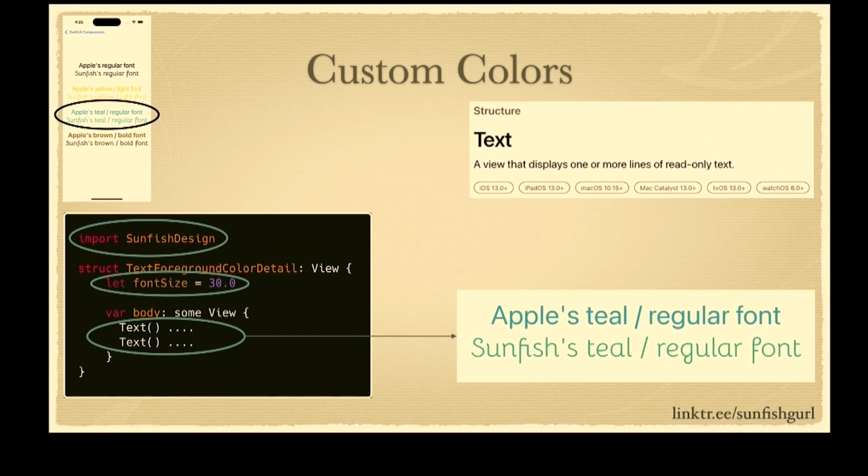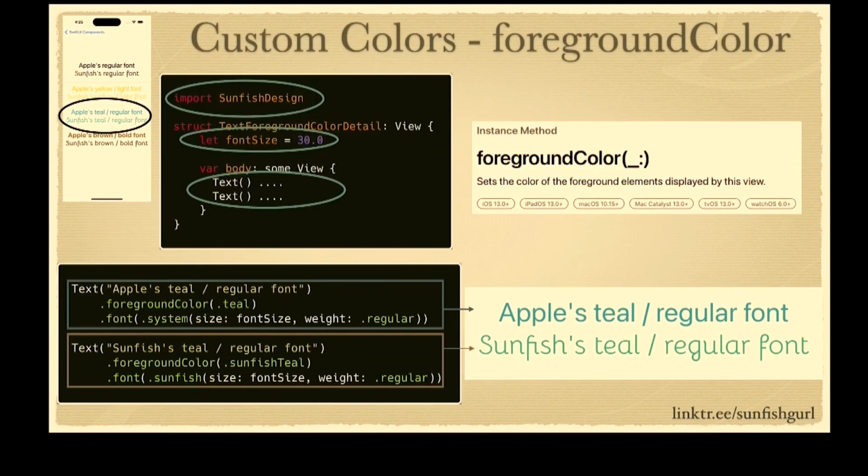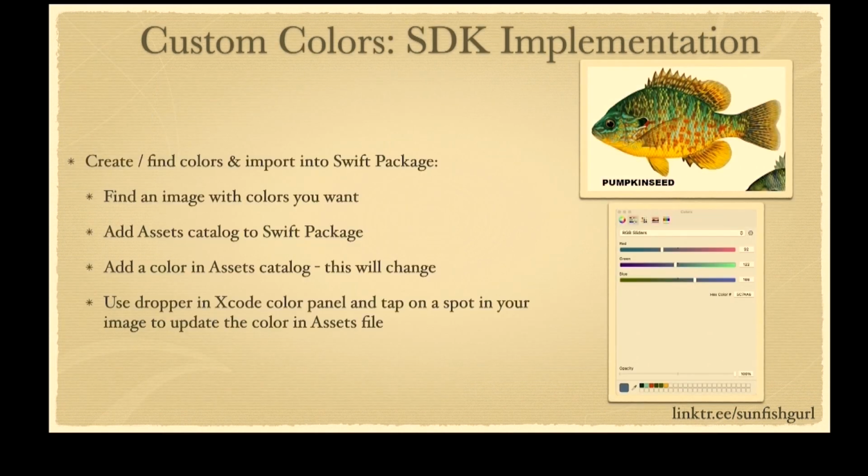So again, you want to import your Swift package in whatever file you're going to use it in. And here's where I add the code to display the two text boxes. And once again, I create a variable called fontSize so I can use it throughout the view. And here's how you display text in both the regular Apple teal color and the custom Sunfish teal color. Notice how you use the same foreground color view modifier to display both. So let's dig into how this is done.